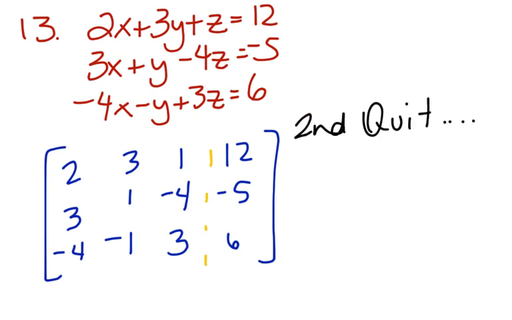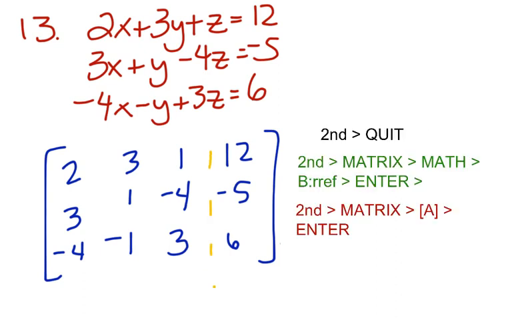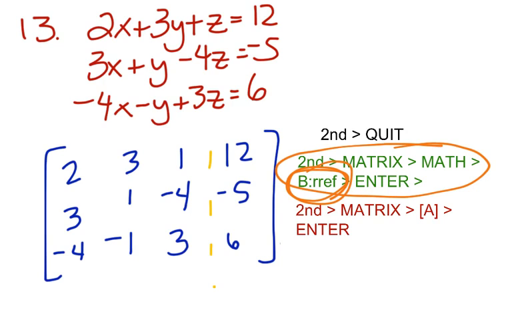Don't forget to quit when you're done entering your matrix. And then you're going to ask your calculator to put it in reduced row echelon form. So here are the steps again. You quit, and then you're going to go through this second matrix. You find the reduced row echelon form. Remember, you have to scroll all the way down for that. And then you have to tell it which matrix you want to find reduced row echelon form for.